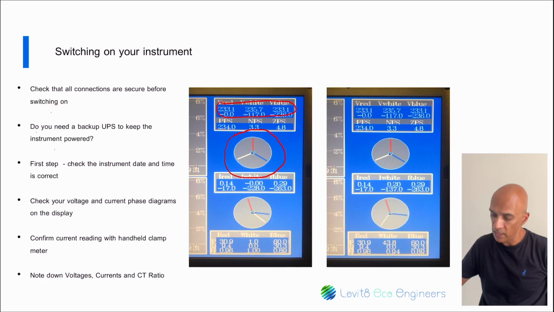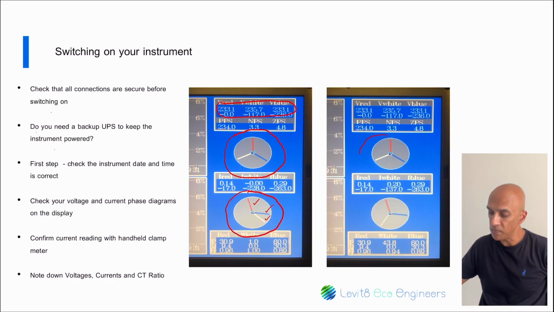So let's have a look at this diagram here. If we have a look here, the red phase appears to be correct, the blue phase is correct, but if you notice the white phase, it's in the wrong direction. So we know that there's a problem with the white phase. In this case, it's not really in the wrong direction, because if it was, it would be completely opposite to the voltage. However, in this case here, the CT was not reading correctly.